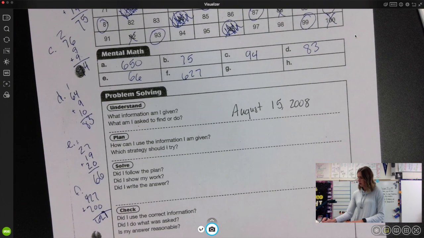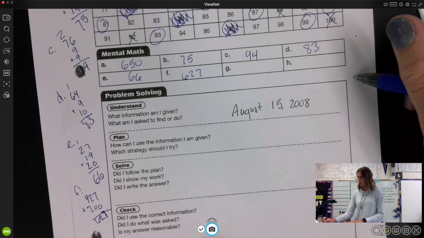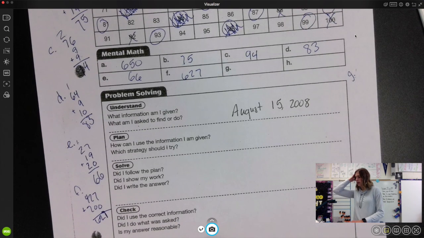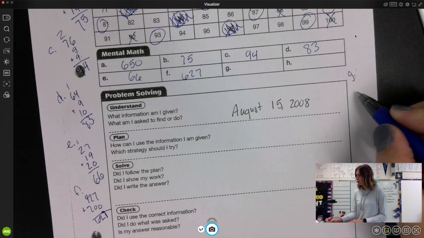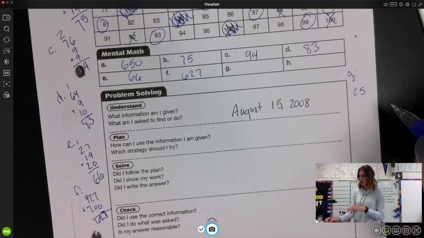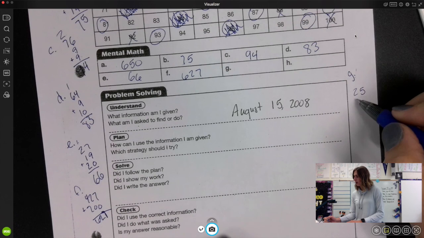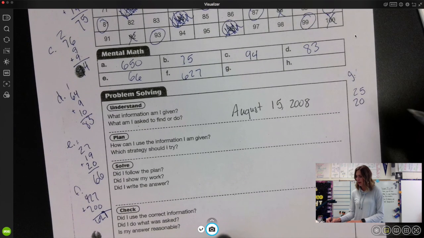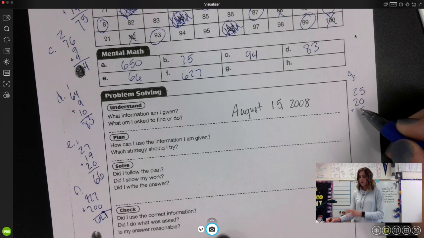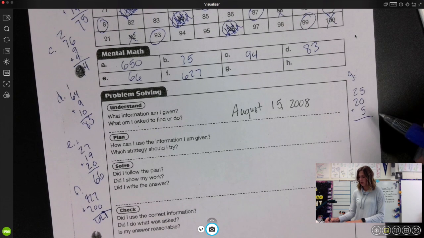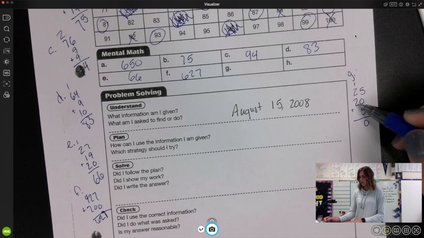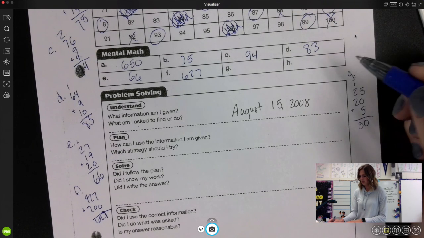G then says what's the value of 1 quarter, 2 dimes, and 1 nickel? 1 quarter is 25. 2 dimes, 10, 20 is 20. And then 1 nickel is worth 5. So let's add that up. 5 plus 5 is 10. 1 goes up, 0 comes down. 1 plus 2 is 3, plus 2 more is 5. So we get 50 cents.